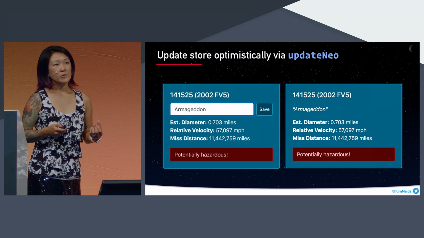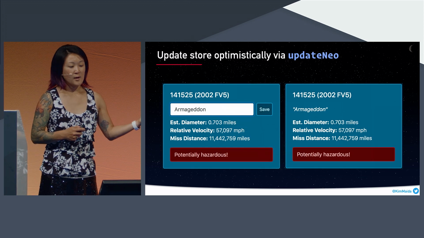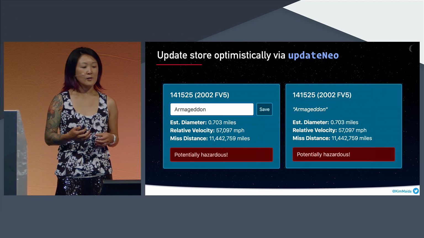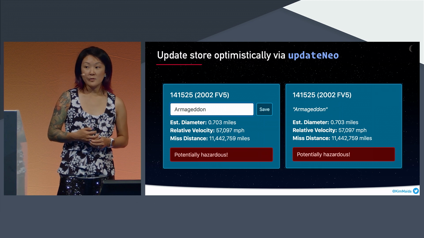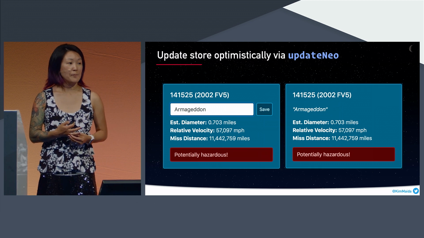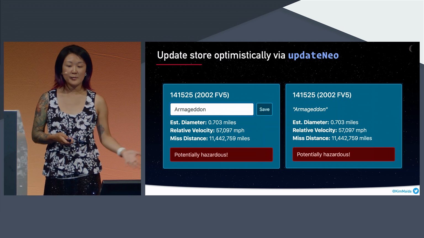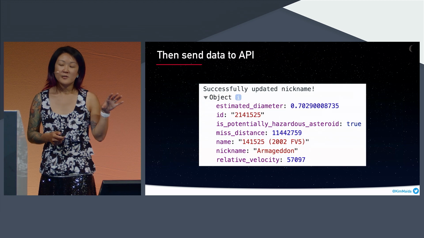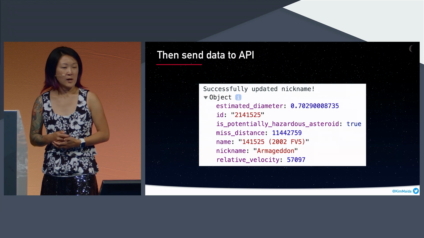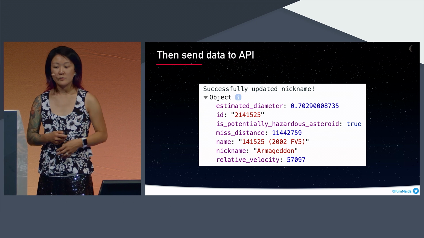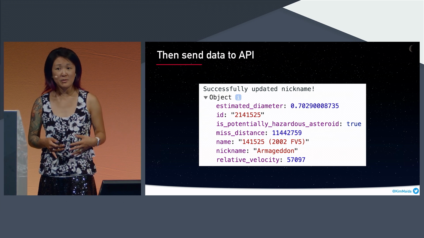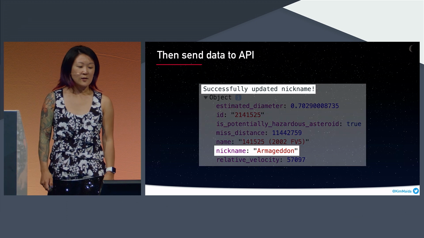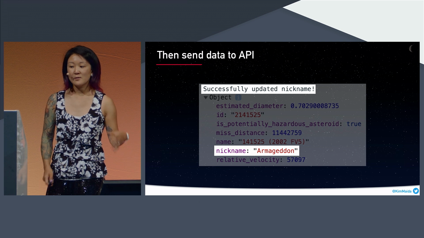Then the next thing I'm going to do is, when we get an update, like I titled this near-Earth object Armageddon, we're going to update the store optimistically using the update neo method from my state class. That's going to update the UI, and it's going to update the local store. And then after I've done that, I'm going to send that data to the API, like silently in the background. I'm not going to give any indication to the user that that's what's happening because they think that I've already made this update. So once I've done that, if everything goes according to plan, then that's it.